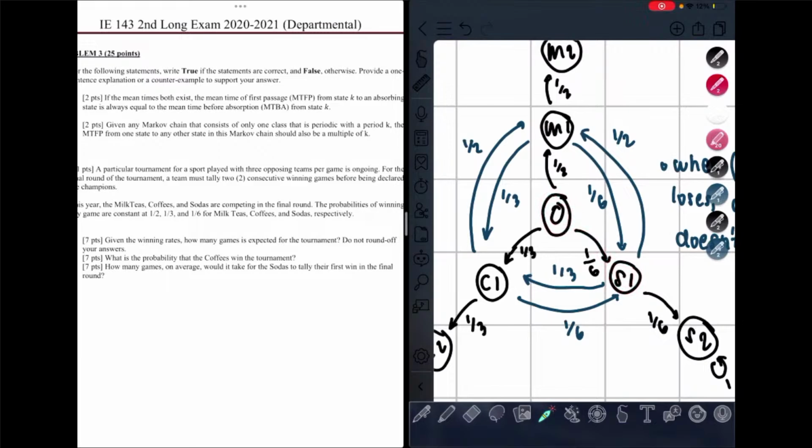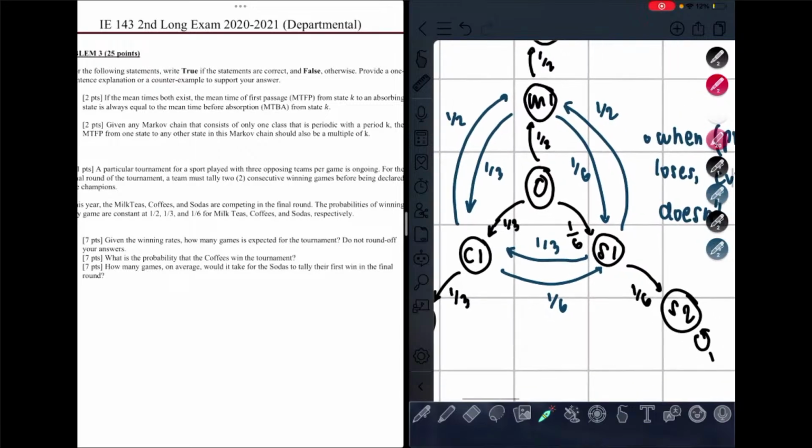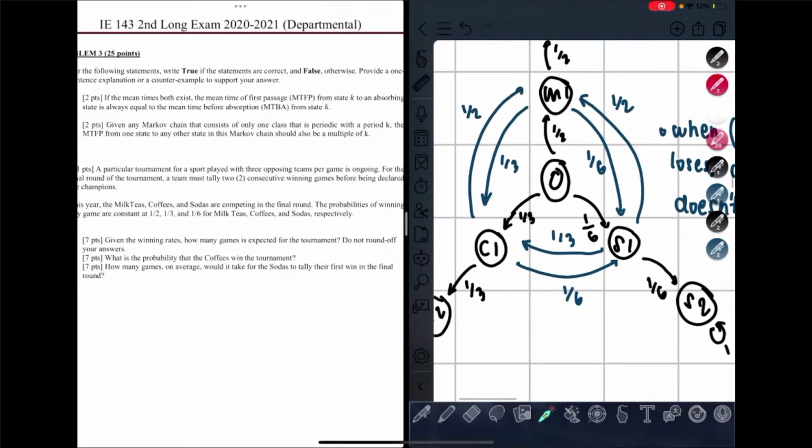Recalling that, this is like the time it takes to go from this state to this state. So this is mean time before first passage. Even if, let's say, we forgot all the theory behind it and when it's applicable, because sometimes that happens in exams, we can still figure out something.